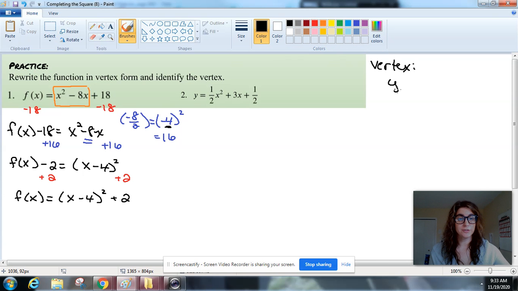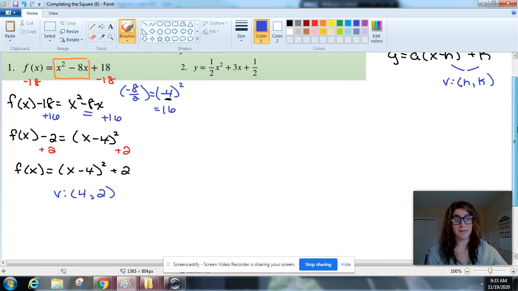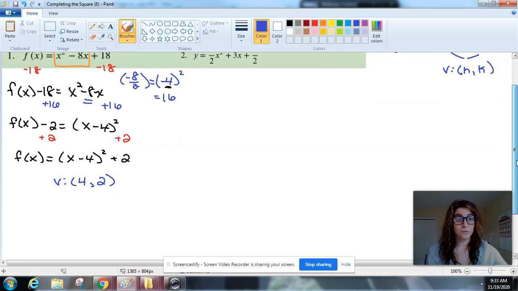So just a refresher, that is y equals a x minus h squared plus k, where your h and your k are your vertex. It is an ordered pair, opposite of the inside, comma the number on the outside. From there, I can find all pieces of information that I might need. So in this problem here, my vertex is the point 4, 2. I can then ask you a whole bunch of other questions. I can ask you to graph this. I can ask you if it's a max or min. I can ask you domain or range, all of those things.